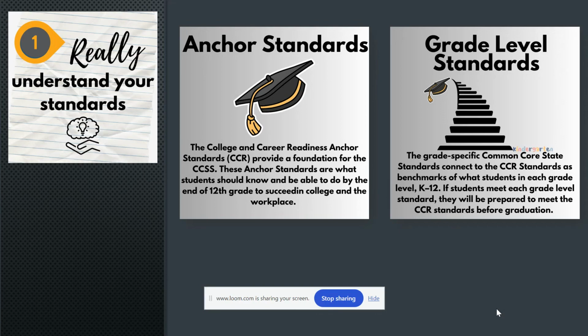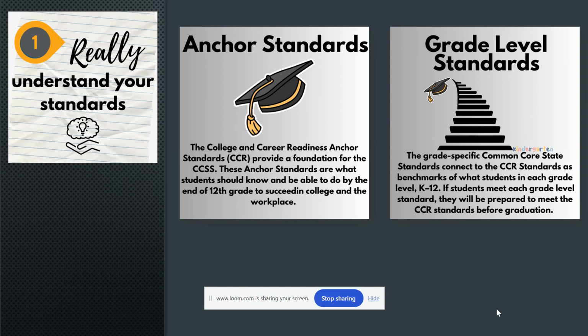About 90% of the United States is using the Common Core State Standards. So I'm going to look at that. Within those Common Core State Standards, we have anchor standards. They're also called College and Career Readiness Anchor Standards. And what those are is basically what we want kids to be able to do by the end of their 12th grade year. By the time they're a senior, they should be able to accomplish these tasks and have these skills. So that's the end goal.